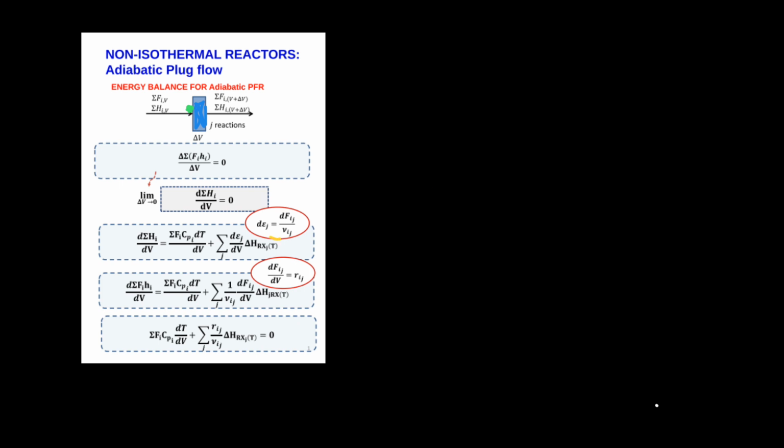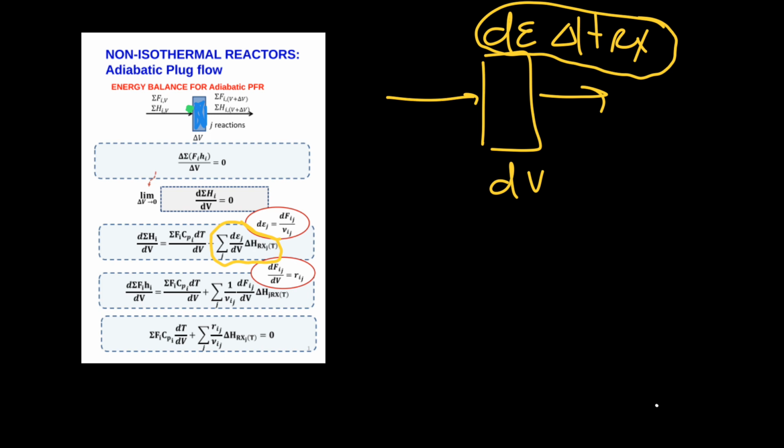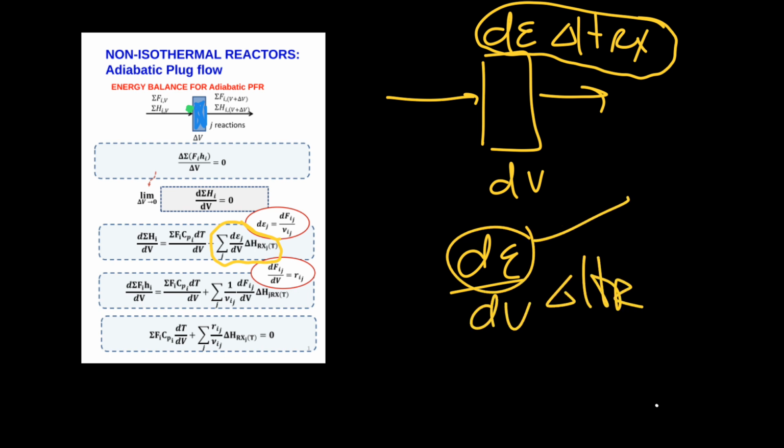So if I now just slowly want to show you what's happening in this last term over here. So over my slice with a volume dV, I just want to know what is the change in the extent of the reaction so that I can multiply that by the heat of reaction to see what is the change in enthalpy of my flowing streams due to that reaction. So of course I then have dE/dV, and I know that my dE can be written as the incremental change in any of the components that participates in reaction J divided by its stoichiometric number as it participates in reaction J.